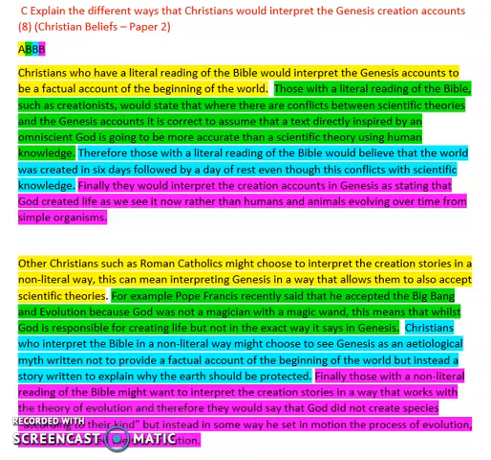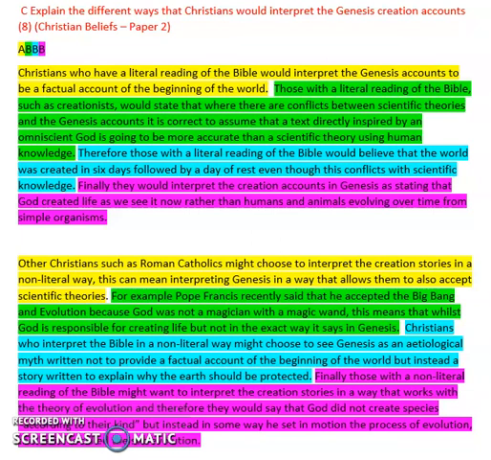I'm going to talk you through a Part C answer from the Christian Beliefs paper. This is from the creation section of Christian Beliefs, and the question is, explain the different ways that Christians would interpret the Genesis creation accounts. And as a Part C, it's worth 8 marks.